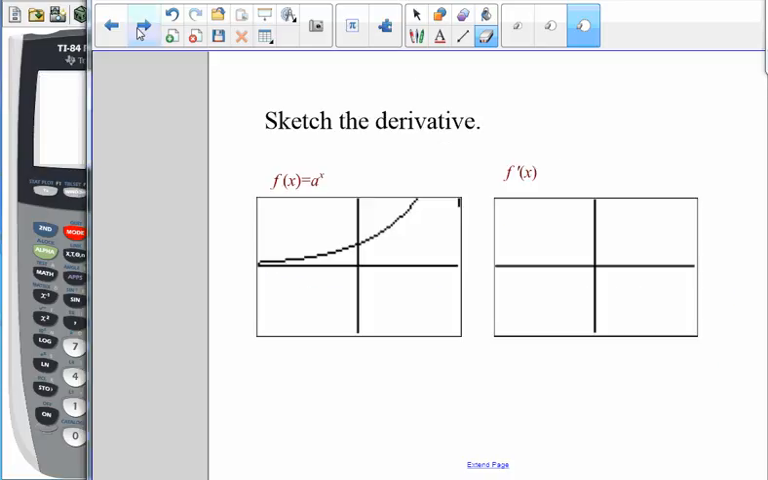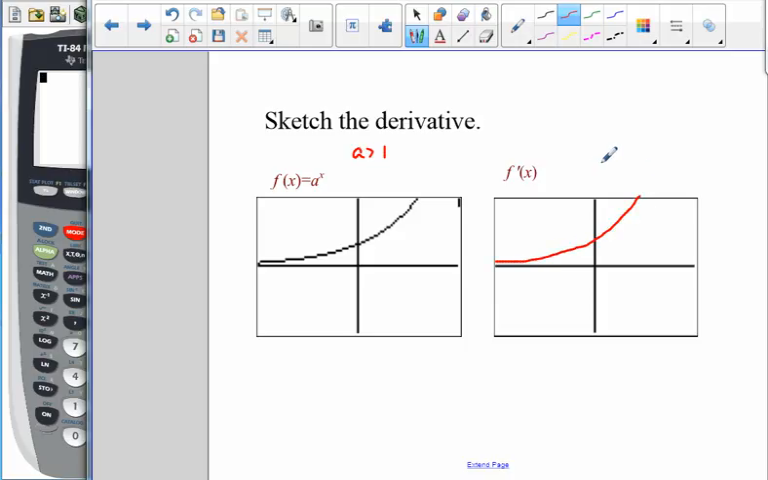All right, so let's go ahead and start by just looking at our basic function, f of x equals a to the x. So this is an exponential function where our a is greater than 1. So it's a growing function. And as we look at this, we can see our slope is just slightly bigger than 0 here. And our slope keeps getting bigger and bigger. And so if we were to draw its derivative, we would start kind of near 0, but above, and then have it getting steeper and steeper. And we'll see that it has the same shape.